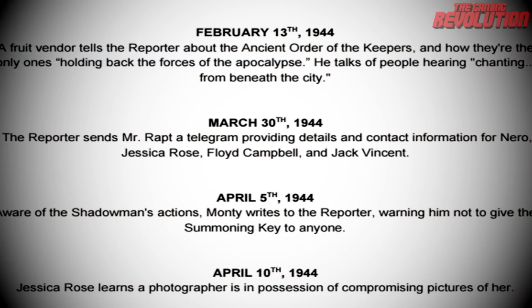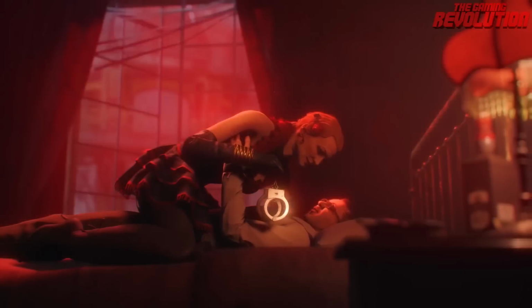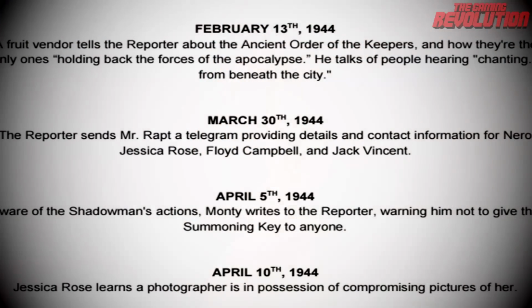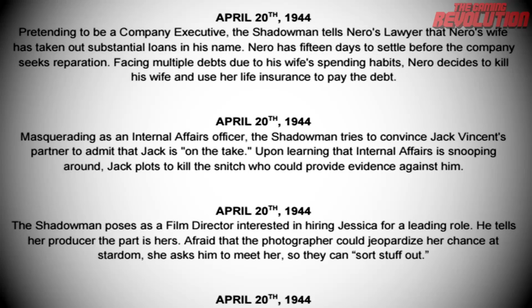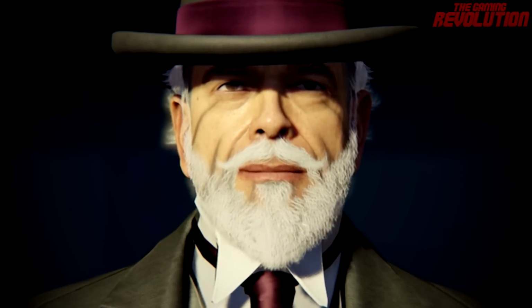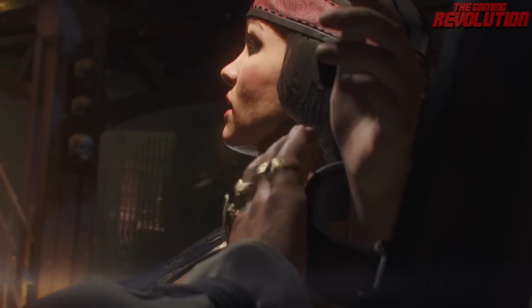On April the 10th, 1944, Jessica Rose learns a photographer is in possession of her compromising pictures. On April the 20th, 1944, pretending to be a company executive, the Shadow Man tells Nero's lawyer that Nero's wife has taken out substantial loans in his name.